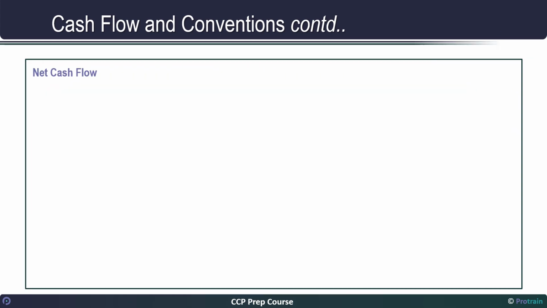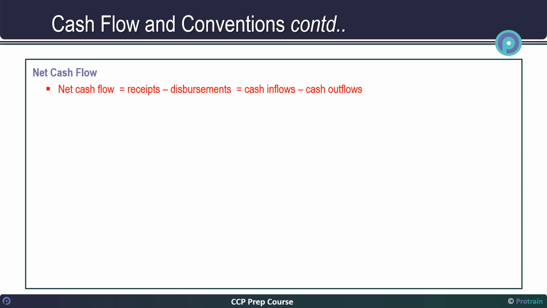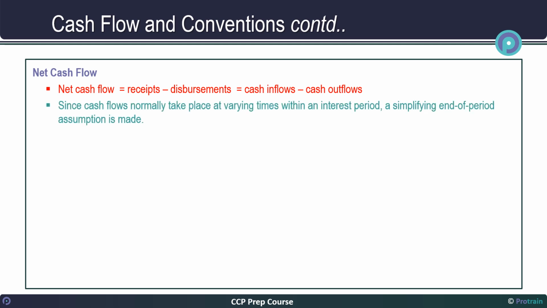Next term in cash flow is net cash flow. As name suggests, net cash flow is the difference between the money which goes out and comes in. In other words, net cash flow equals receipts minus disbursements. Or cash inflows minus cash outflows. Net cash flow is important while doing economic analysis. One of the other points we must understand here is that, since cash flows normally take place at varying times within an interest period, a simplifying end-of-period assumption is made.